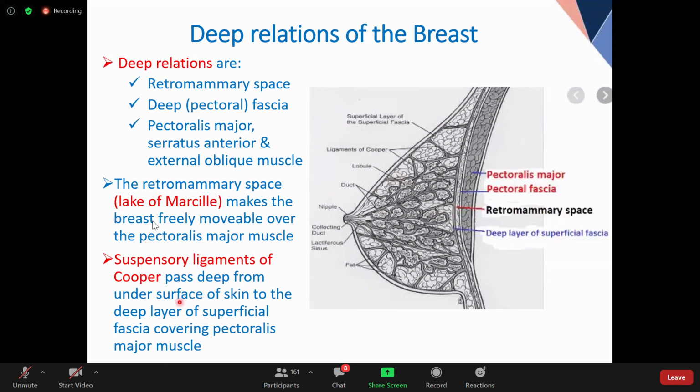Now, please remember, in cases of carcinoma of the breast, there are so many types of carcinoma of the breast. If these suspensory ligaments, which are nothing but the fibrous septa, are involved by the cancerous cells, they can cause retraction of the skin. Skin can be retracted, pulled down. So this pulling down, which can be seen on the surface as puckering, is because of this retraction of these ligaments of Cooper.